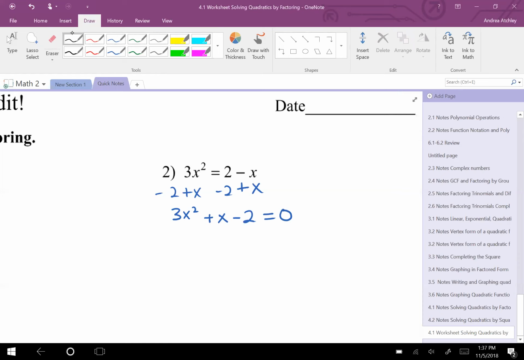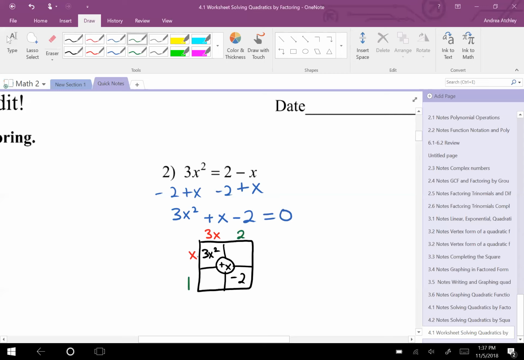We're going to now factor it, and I use the area model for factoring. So I have 3x squared, then a positive x, and a negative 2. And we want to find what multiplies to 3x squared. So we can get 3x times x gives me my area here of 3x squared. And then what multiplies to negative 2 is 2 and 1.